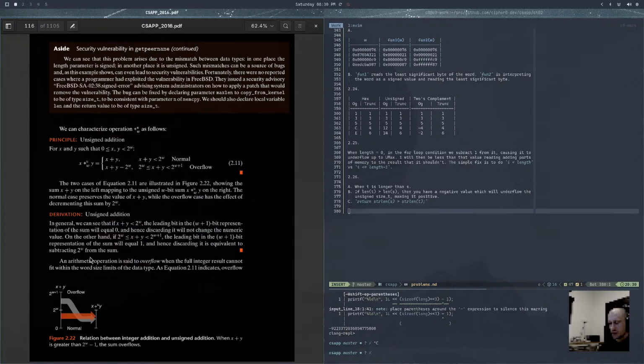The two cases of equation 2.11 are illustrated in figure 2.22, showing the sum x plus y on the left mapping to the unsigned w-bit sum on the right. The normal case preserves the value of x and y, while the overflow case has the effect of decrementing the sum by 2 to the w.